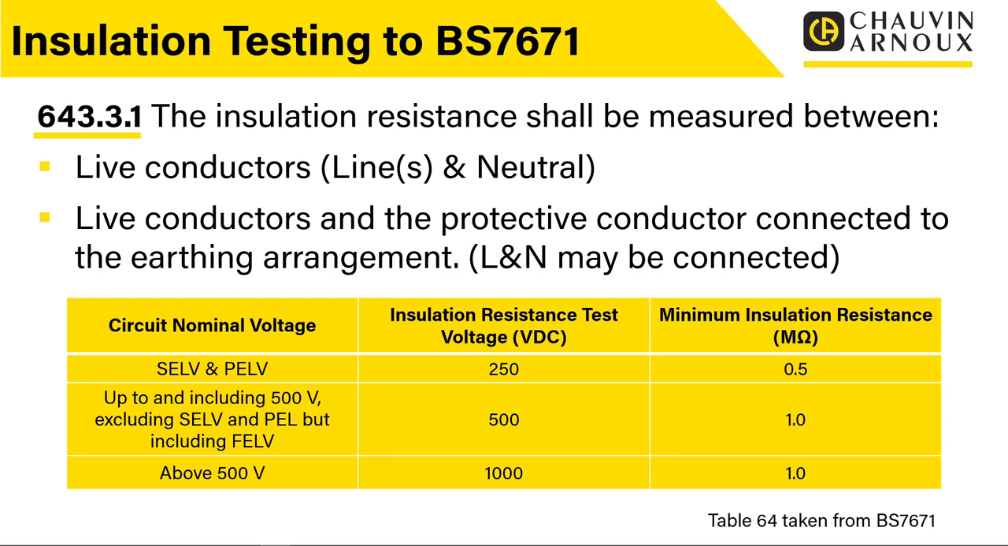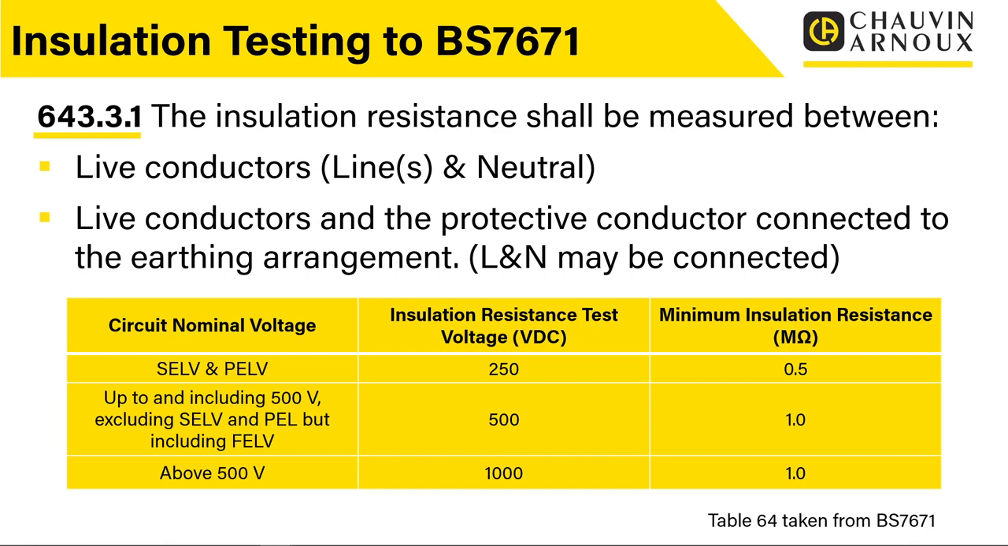Circuits up to and including 500 volts. So circuits with a nominal voltage up to and including 500 volts, like our 230 volt or 400 volt normal circuits, would fall under this. Up to and including 500 volts, with the exception of SELV and PELV. So excluding SELV and PELV, we've already dealt with those, but including FELV, functional extra low voltage. Although the voltage is lower on that, it doesn't have the same levels of insulation, the same levels of safety built into it. So FELV would be tested at 500 volts in this case.